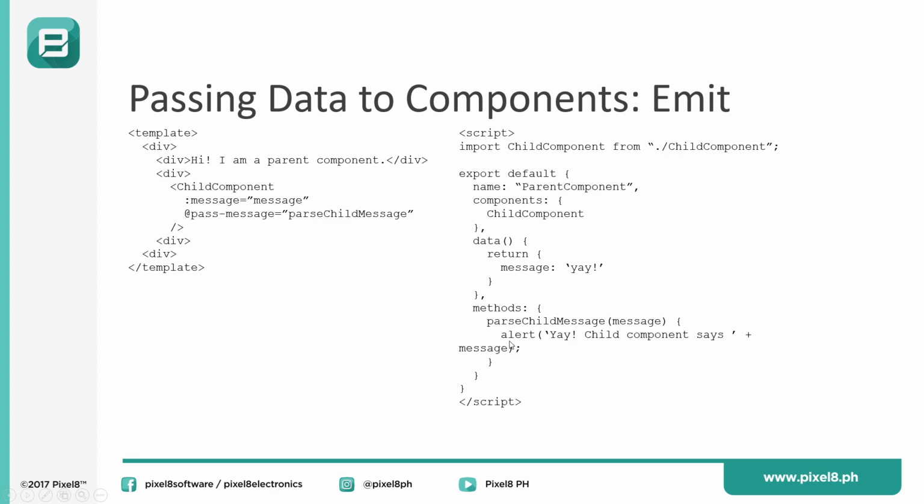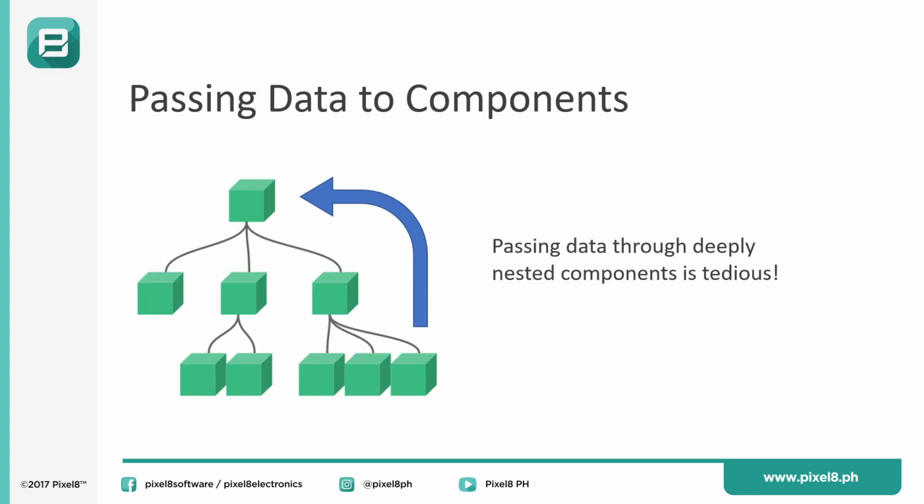In this case, we used an alert. That is how you transfer data to and from components. As mentioned earlier, passing data through deeply nested components is tedious. Why is that so? Because the data from this component down here cannot be passed directly to the top level one here. How does it happen? Basically, from here, it has to go to here before it reaches the top level.